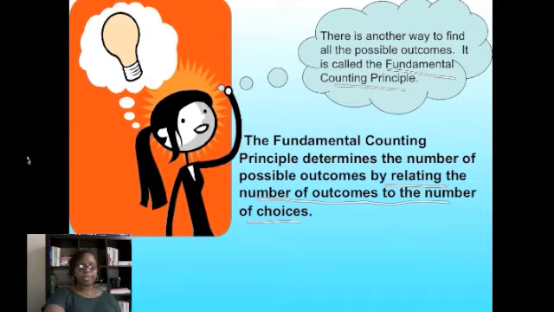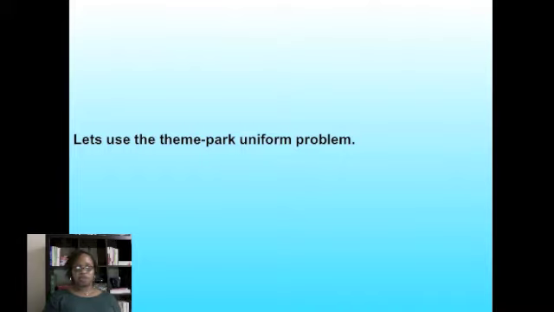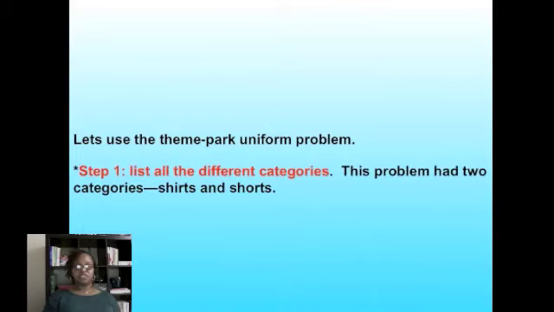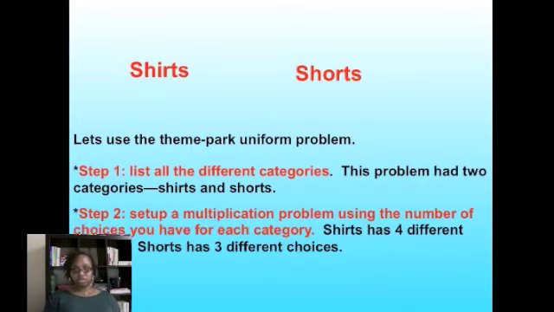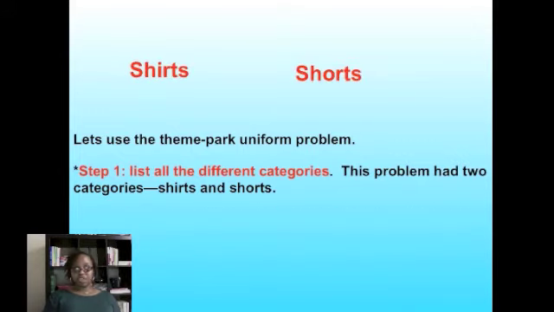Okay. All right, so let's look at that same theme park uniform problem, okay? And I'll just walk you through how the fundamental counting principle would be used for that problem. Okay, so first thing you want to do is list your different categories. So with the theme park uniform, you had shirts and you had shorts, okay? So there's my 2 categories.